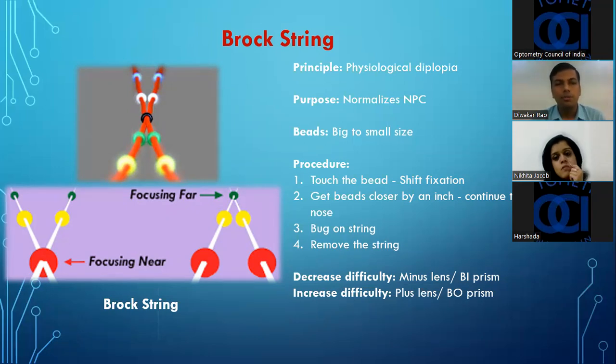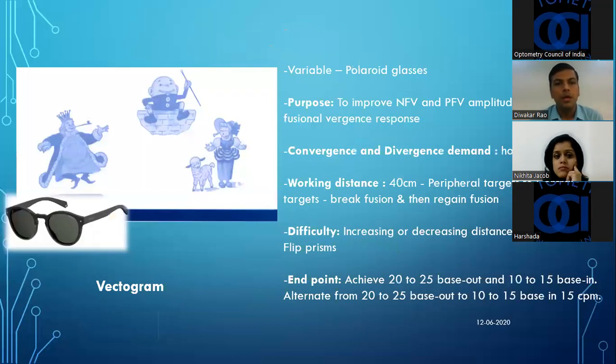For that, you have to explain to the patient first about physiological diplopia, because this works on the principle of physiological diplopia. How does an A pattern look like? How does a V pattern look like? And how does an X pattern look like? Then we can use vectograms and work on improving the fusional ranges, which can be improved up to 30, 35, even 40 prisms of fusion range.